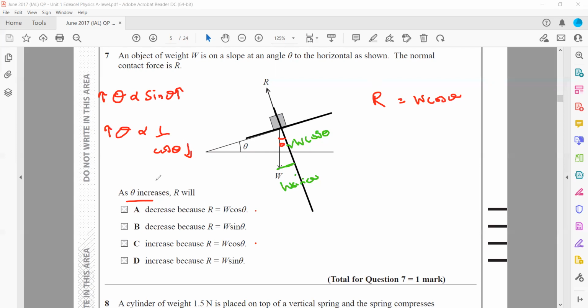So what happens if theta is increased? If we increase the value of theta, what happens to the value of cos theta? It decreases. The value of cosine theta decreases, so the product will also decrease. So the value of R will decrease, and R is equal to W cos theta. So A is the right answer.